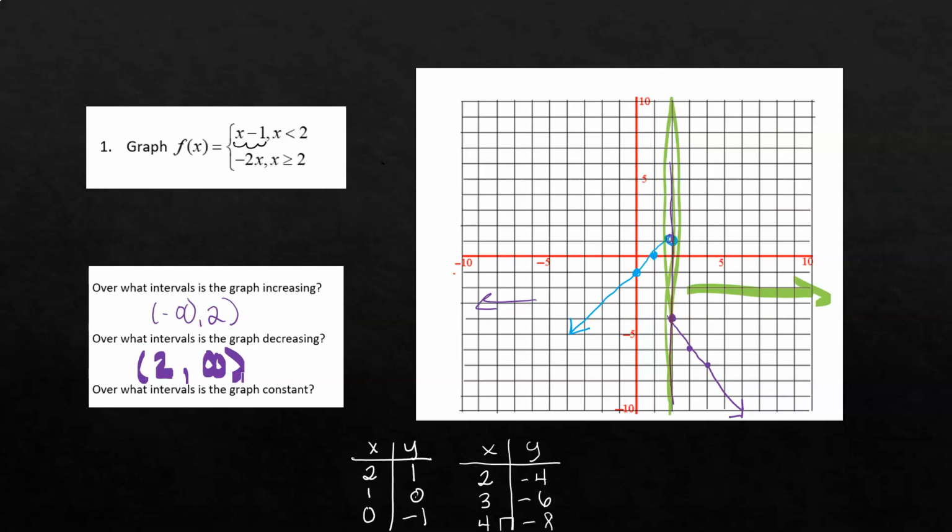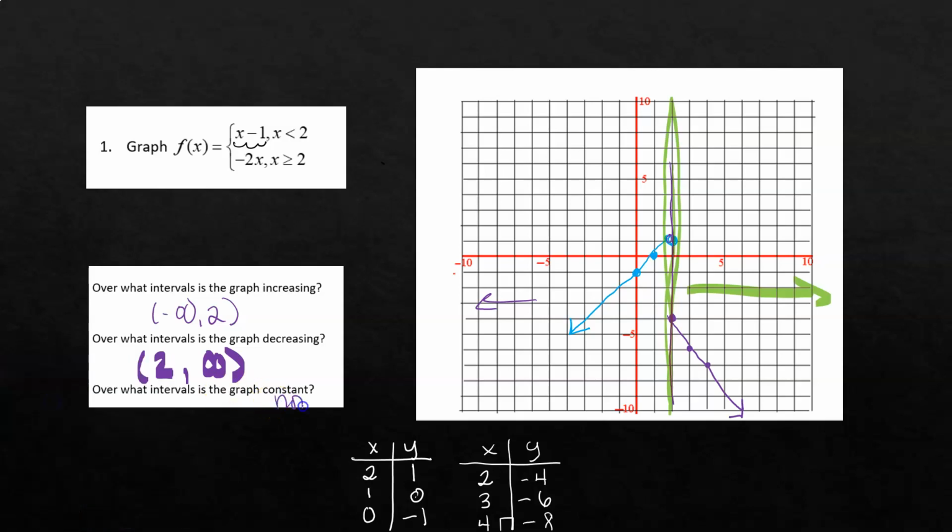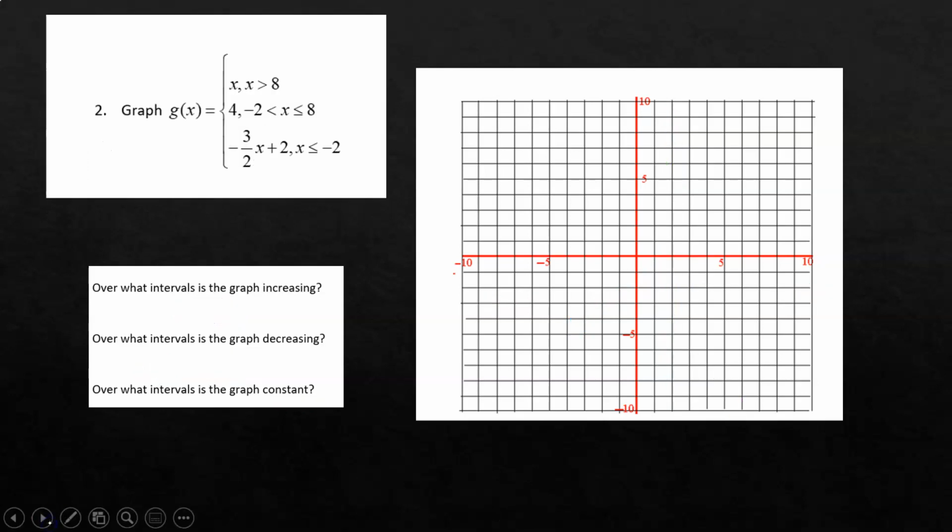Over which intervals is it constant? And that would be a straight line. So in this case, we don't have any. Okay? Finding these intervals of increasing and decreasing seems to be the trickiest part of this whole thing. All right, let's go to another one.